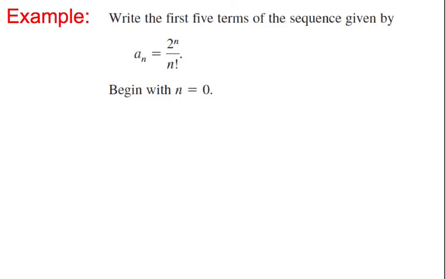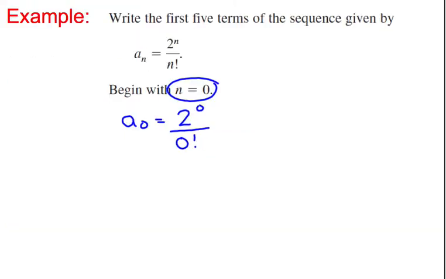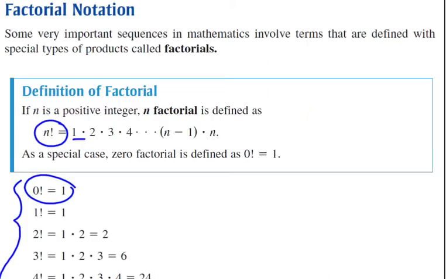All right, so here's an example. We want to find the first 5 terms of this factorial sequence. So we substitute, in this case, 0 for n. So a0, 2 to the 0, over 0 factorial. If you remember, if we go back here, 0 factorial is 1. Anything raised to the 0 power is 1, so 1 over 1 is 1. Substitute 1 in, 2 to the 1, over 1 factorial, 2 to the 1 is 2. If you head back here, 1 factorial is 1.